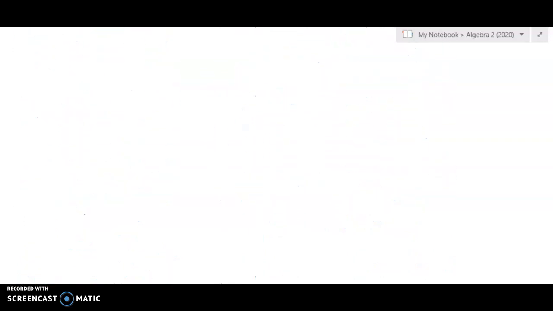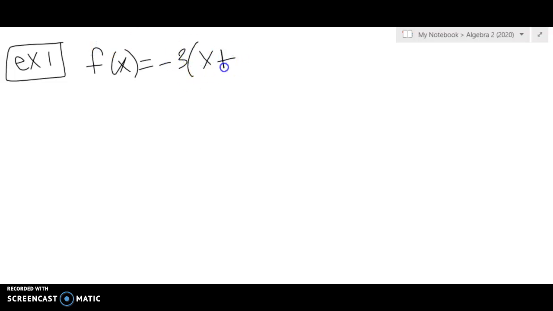Now here's really where people had questions. I'm just going to throw out a bunch of examples here. We'll just do a few things. Here's the first one. Let's do example 1. If I give you this problem, f(x) equals negative 3(x plus 4) squared, I'm going to ask you for the vertex and axis of symmetry. Let's start there.